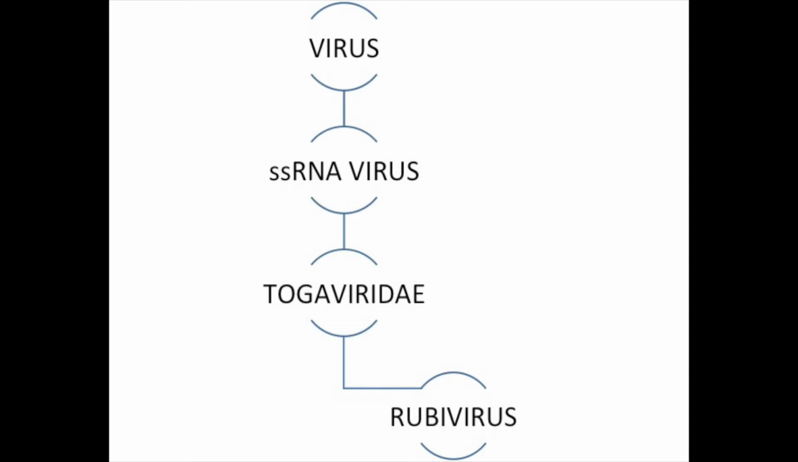Rubella is a species that comes from the virus domain, the group positive ssRNA virus, the family Togaviridae, and the genus Rubivirus. Because it is a virus, it cannot be seen with gram staining.